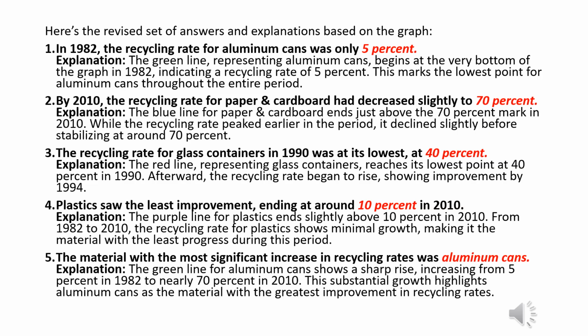Here's the revised set of answers and explanations based on the graph. 1. In 1982, the recycling rate for aluminum cans was only 5%. Explanation: the green line representing aluminum cans begins at the very bottom of the graph in 1982, indicating a recycling rate of 5%. This marks the lowest point for aluminum cans throughout the entire period.